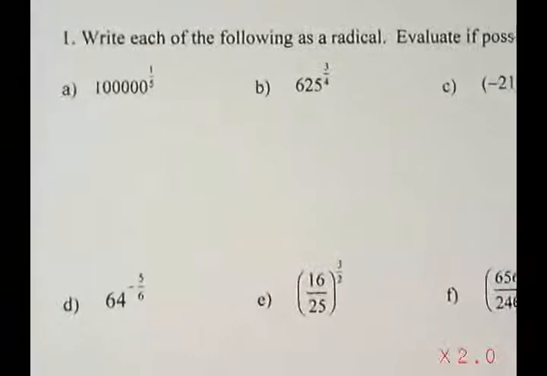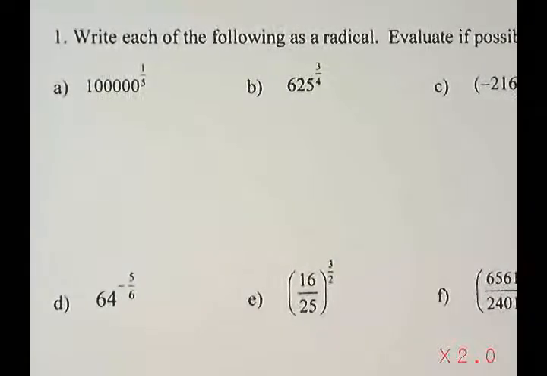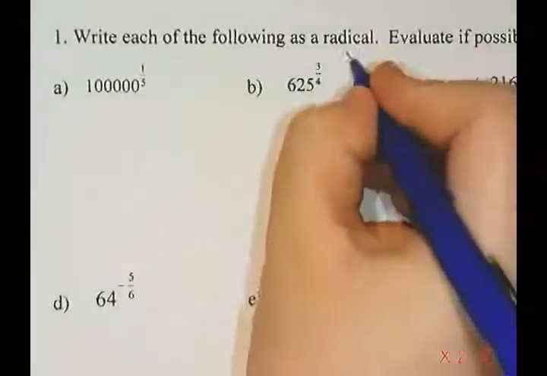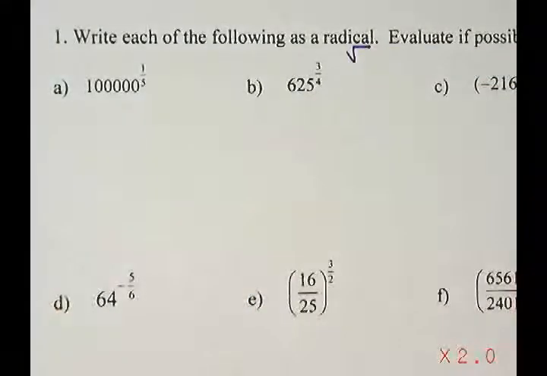So we're going to work our way through a couple of examples here. This says write each of the following as a radical. A radical is just another word for a root. And it says evaluate if possible. That means that if I can work it out without getting a decimal, that's what we're going to do.